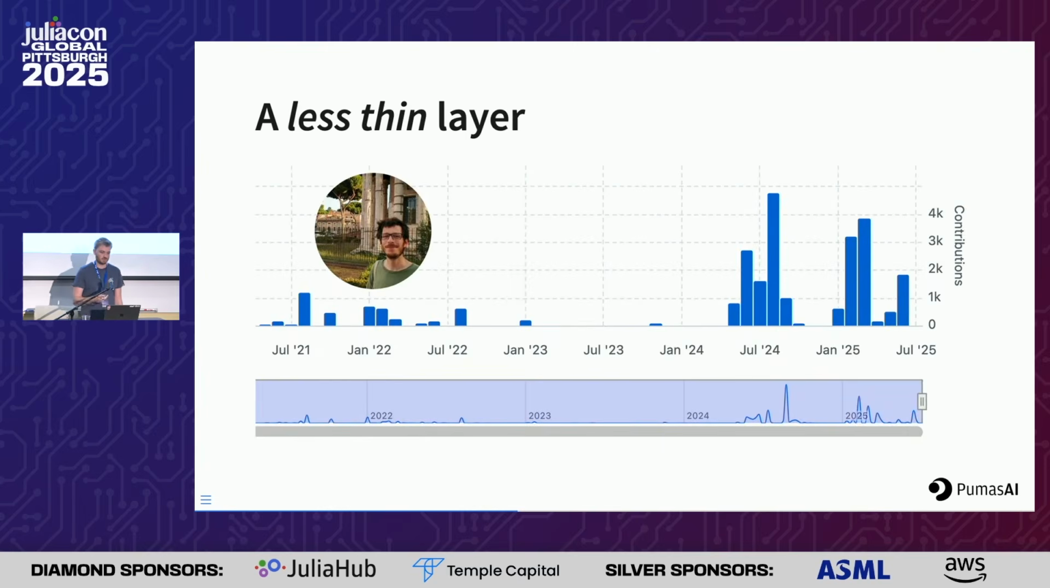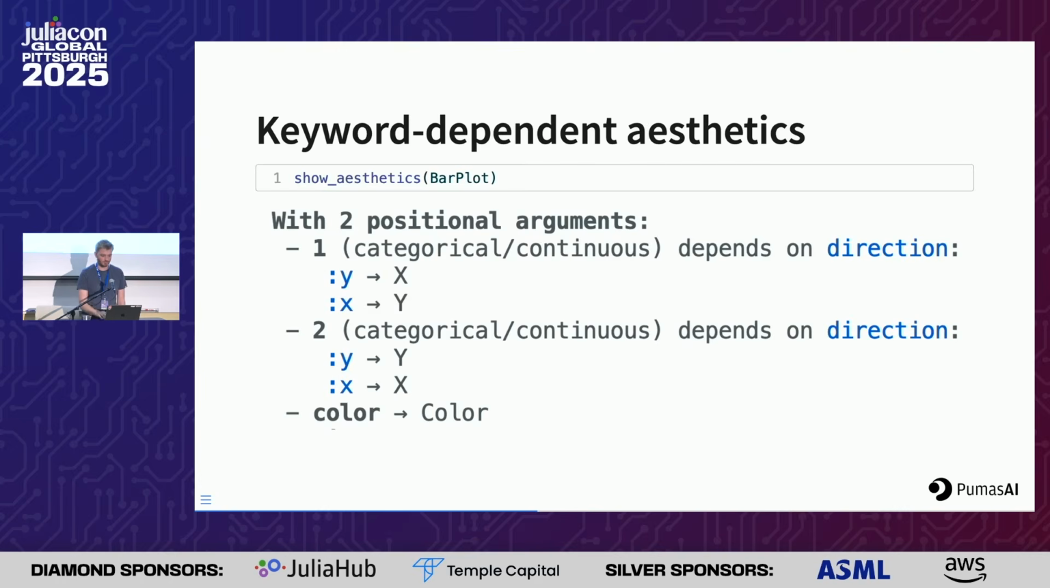So on the left, you can see the original work on the package by Pietro, and on the right is the activity that resulted from overhauling it. So a lot of code was added, and now it's much less of a thin layer, but still only intended as a convenience layer on top of Makie, which doesn't really introduce many plotting semantics itself.